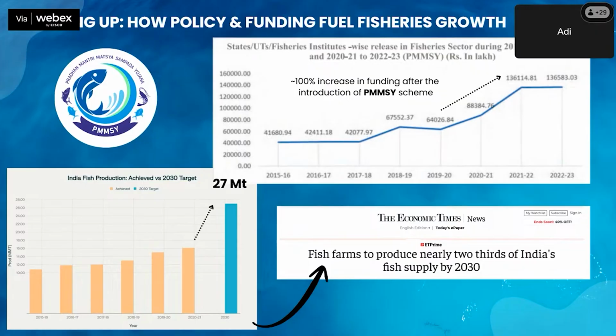Now, how the policies have contributed to all this growth, as we can see from the graph on the top, after the introduction of the PMMSY scheme, the funding in the fisheries sector has seen a growth of about 1,100%. And in the graph below, under this PMMSY scheme, we are targeting to achieve about 27 million tons of fish production by 2030, due to which the fish farms will be able to produce nearly two-thirds of India's fish supply by 2030.